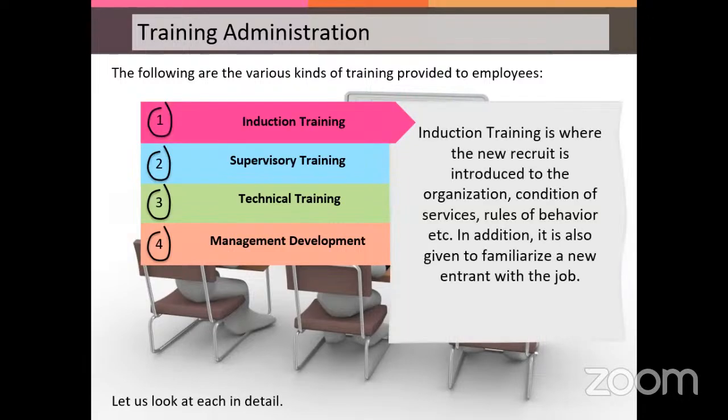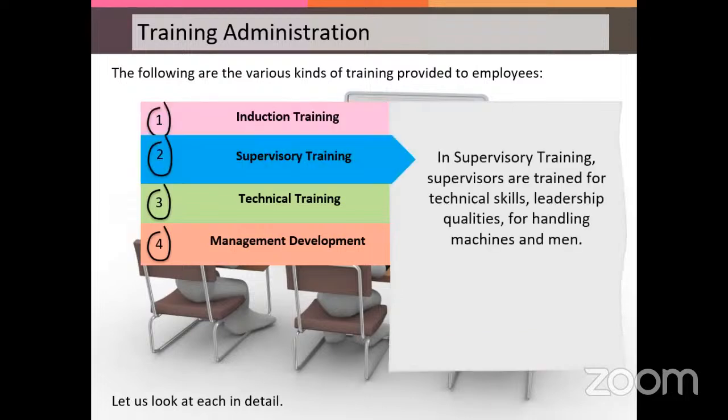For induction training, it is where the new recruit is introduced to the organization, conditions of service, and rules of behavior are established to the person. In addition, it also gives room for the new person to familiarize with the job and with other aspects of the organization. For supervisory training, supervisors are trained for technical skills and leadership qualities for handling machines and men.